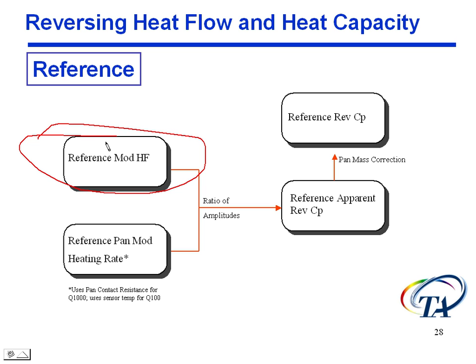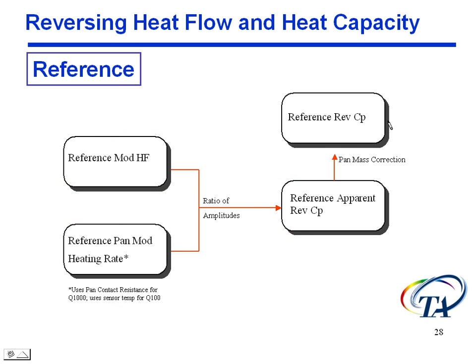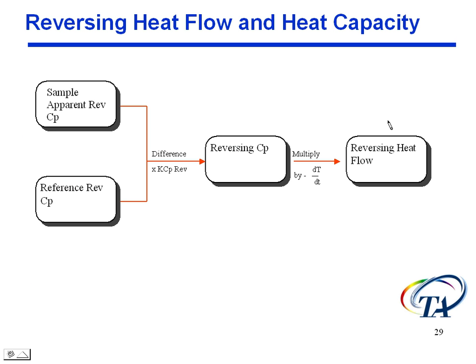This ratio of the amplitude divided by the ratio of the amplitude on the heating rate of the pan, if it's Q1000, the sensor, if it's Q100. That gives us our reference apparent reversing heat capacity. We use our pan mass correction again to get our reference reversing heat capacity. Once again, we take the difference times our heat capacity cell constant, our KCP reversing. There's two KCPs that we're going to talk about in the next section. That gives us our reversing heat capacity. We multiply this times the negative of the heating rate to get reversing heat flow.